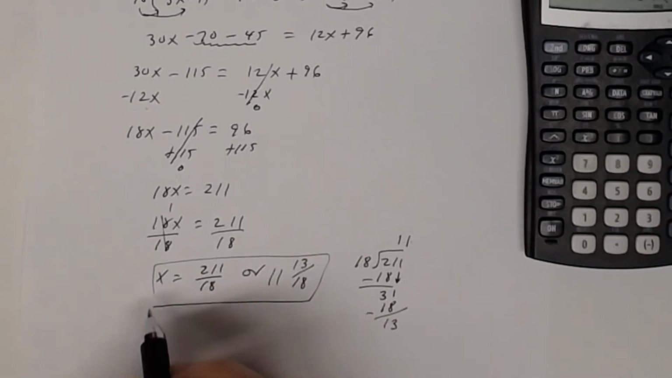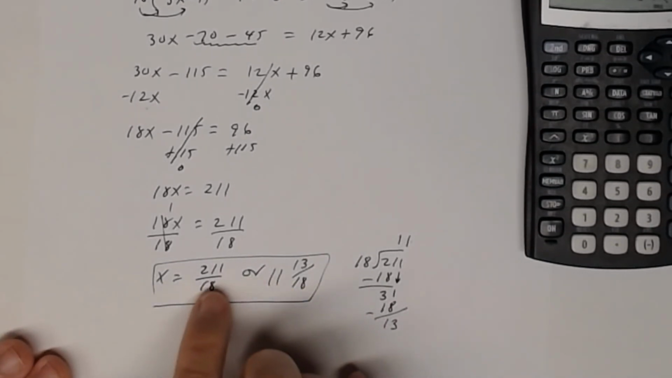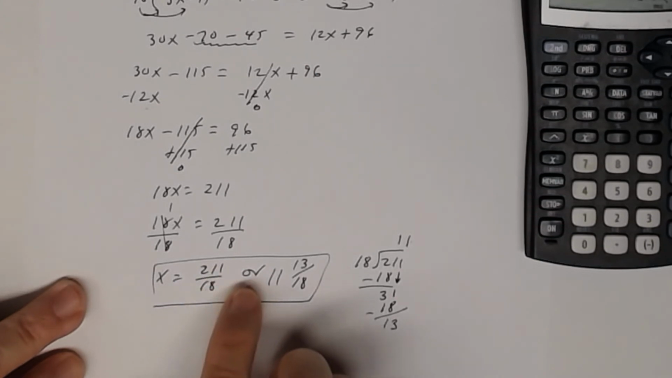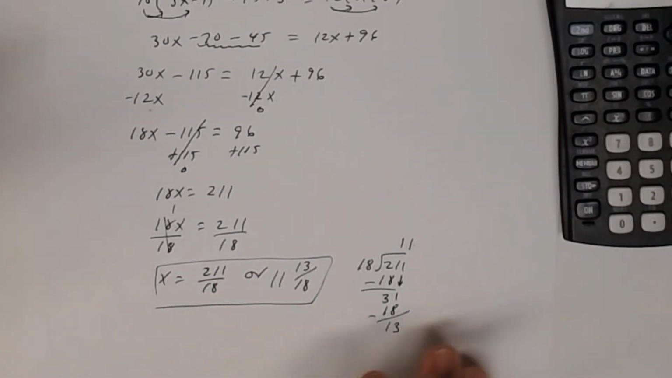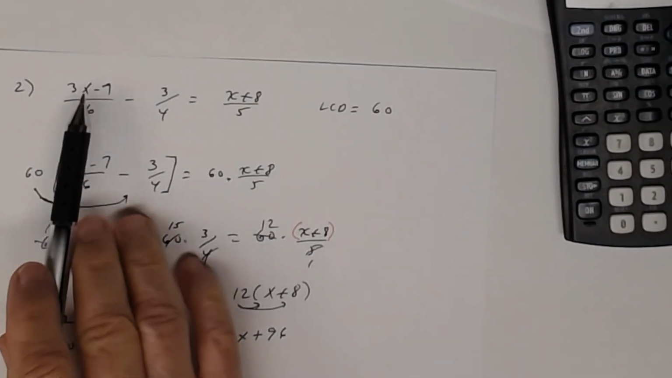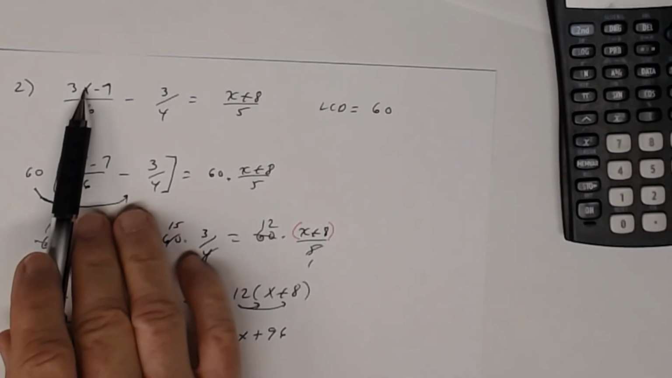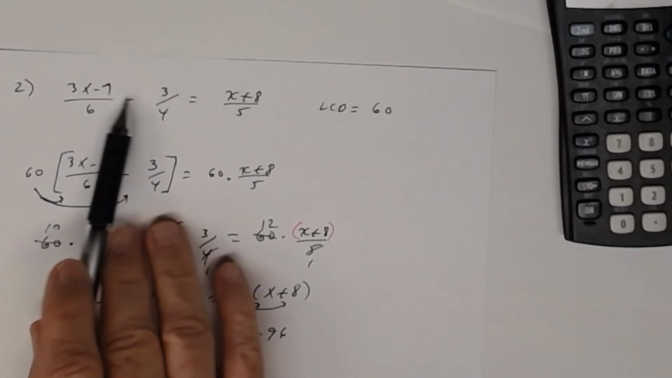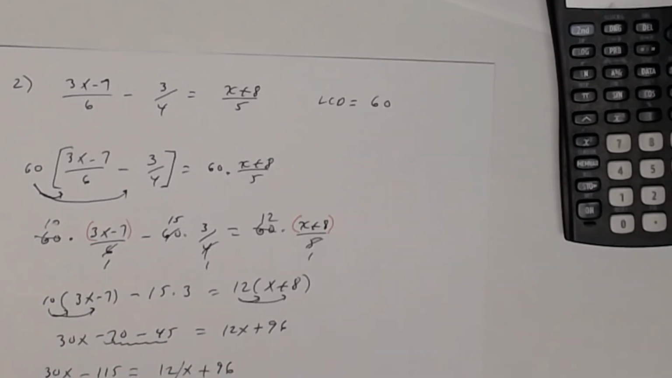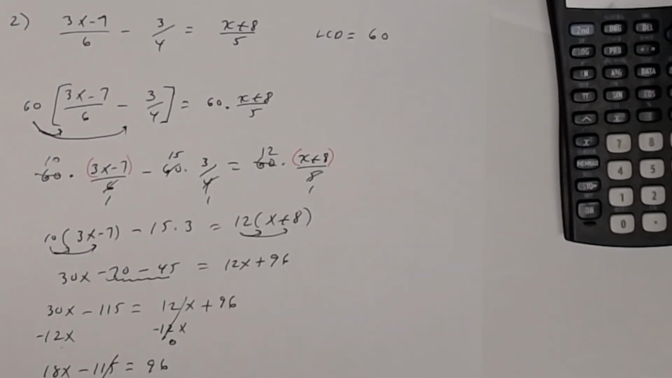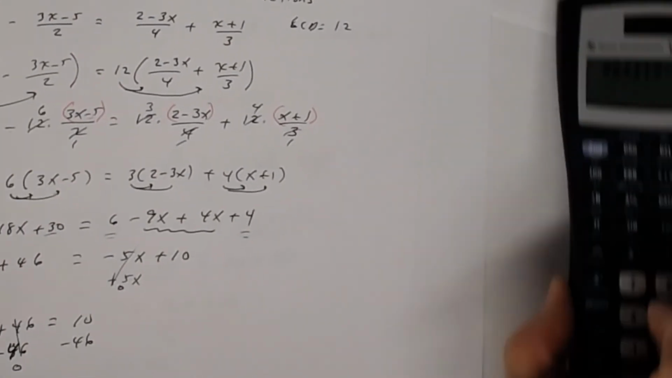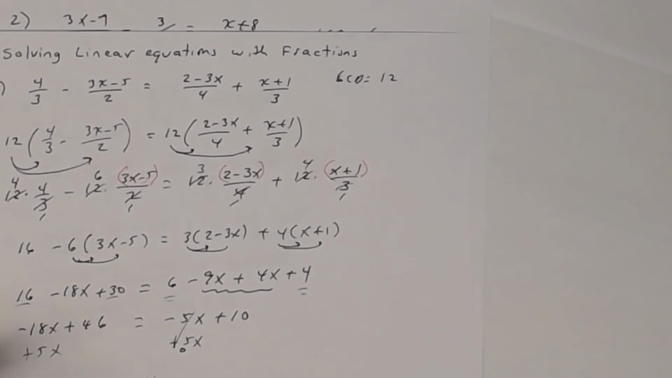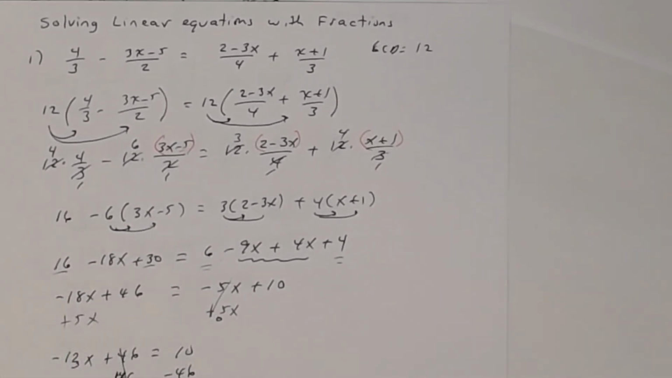And so that's it. That's the solution. Either one of these, they're equivalent. This is the improper fraction, and this is a mixed number. But that's the solution to the original equation. That's the number that when we substitute the value of x, the left-hand side will equal the right-hand side. All right, so those were two examples on solving linear equations that involve fractions.